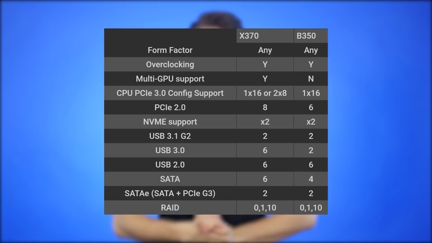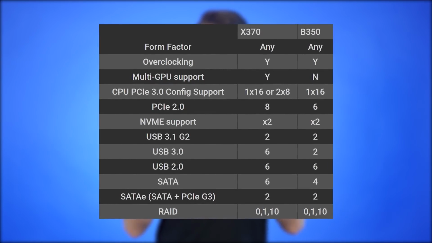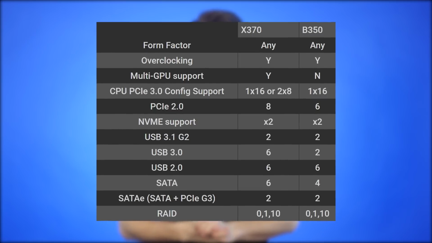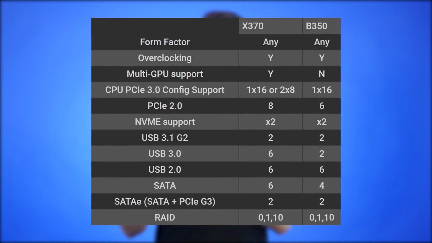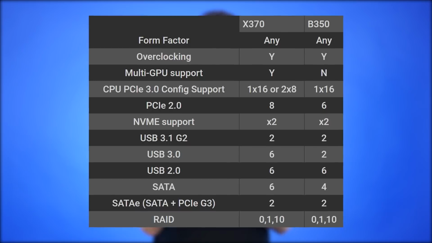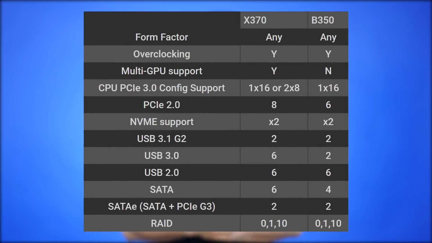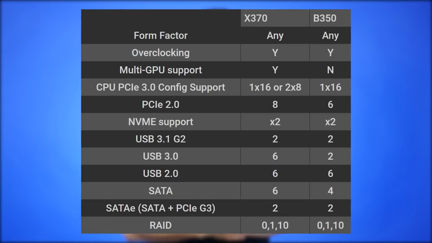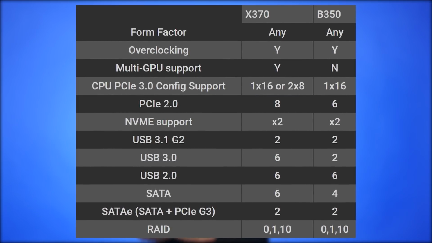Now, B350 is second in overall power to X370. It also supports overclocking, but does not have support for multi-GPU, with a single PCIe 3.0 X16 configuration where the X370 can split its lanes into 2 X8 paths. It also loses 2 SATA 3 lanes, 2 PCIe 2.0 lanes, and 4 USB 3.0 ports, but what it's left with should be more than enough for the casual gamer and even budget overclockers.